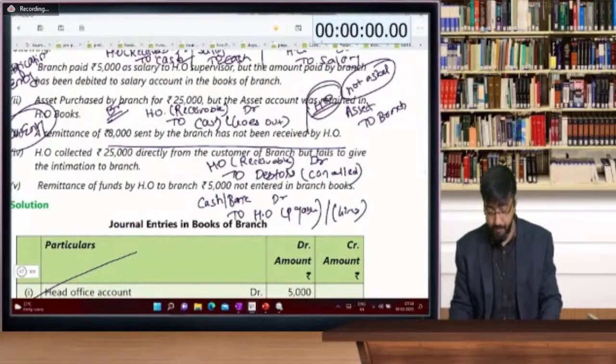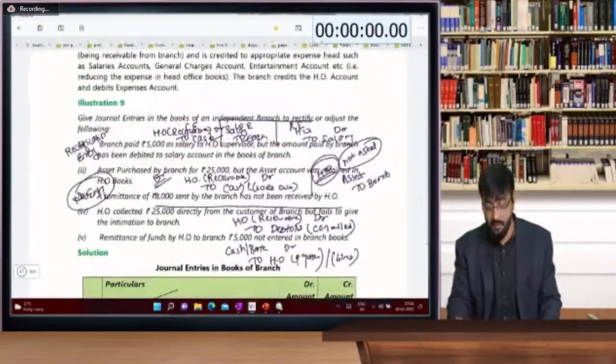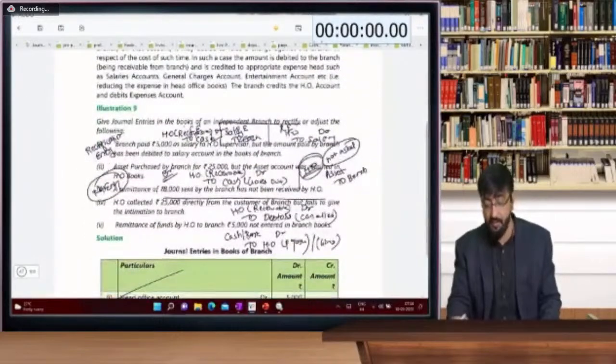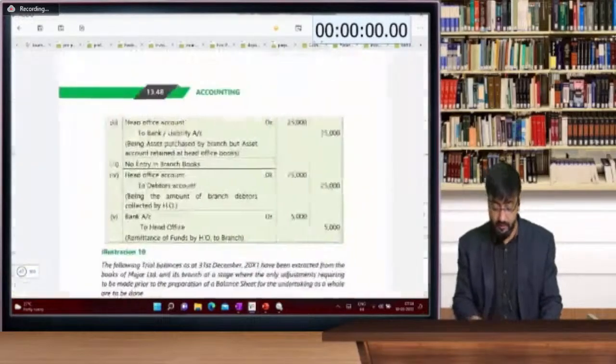So this is illustration number 9. I hope you will copy all these entries afterwards and write them in your index. Illustration 9 is very simple. Yes, rectification entries.